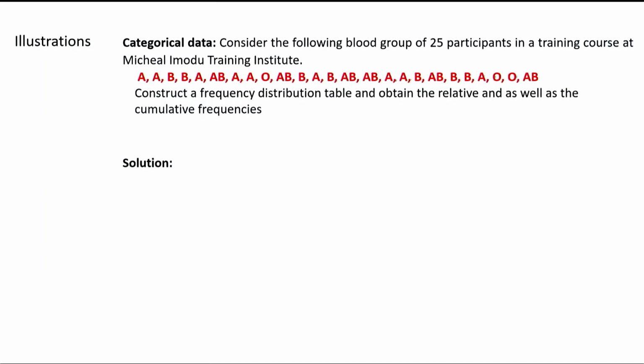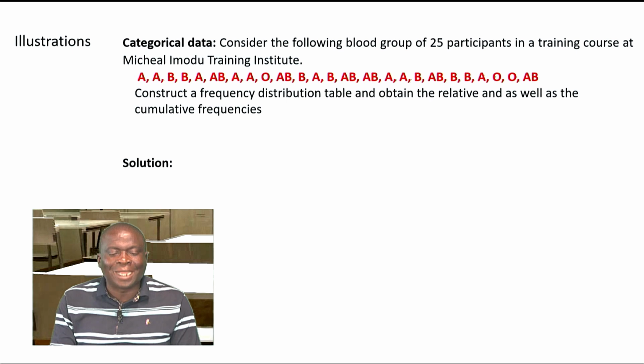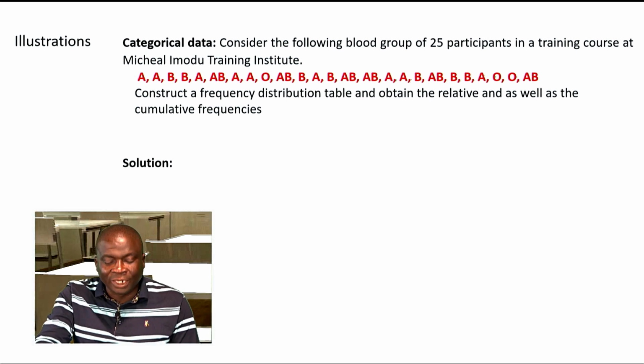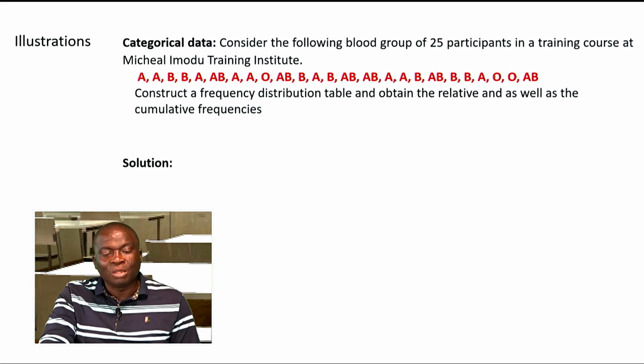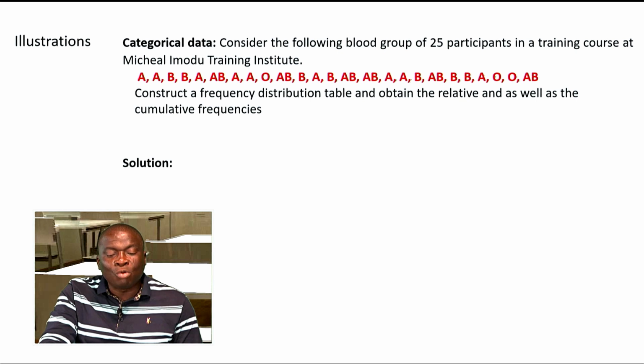As an illustration for categorical data, consider the following blood group of 25 participants in a training course at Michael Imodo Training Institute. These are the blood groups: A, B, B, A, B, O, and so on. For this data, we have to construct a frequency distribution table and obtain the relative as well as the cumulative frequency. Now let's look at the solution.